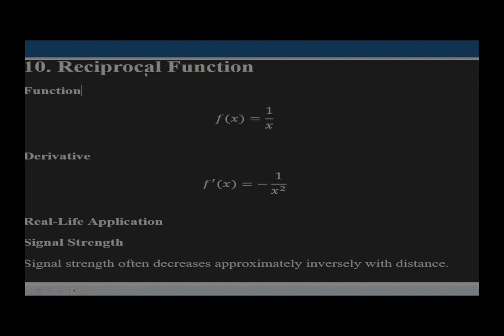Okay. Reciprocal function, we talk about f(x) equals 1 over x. So the derivative will be equal to minus 1 over x squared. All this can be proven. Real life application is signal strength. Signal strength often decreases approximately inversely with distance. Okay, that's a real life application.